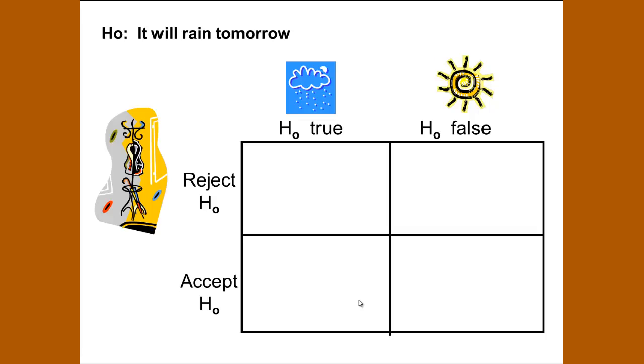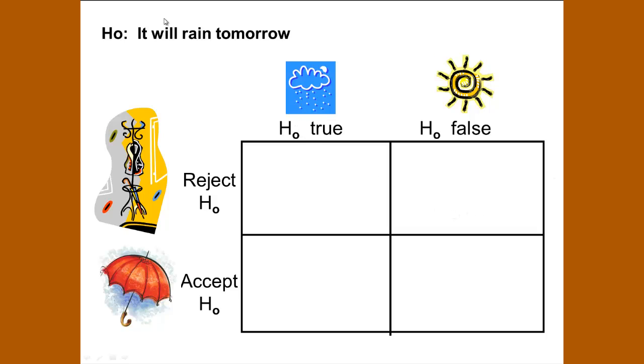Two things can happen with the weather once we've made our assumption. And two things can happen in our reaction to the weather. We can either believe the statement that it will rain tomorrow, or we can reject the statement that it will rain tomorrow. If we reject the statement that it will rain tomorrow, then we leave our raincoat and our umbrella at home. That's rejecting the assumption. If we believe the assumption, then we take our umbrella with us and we're prepared for rain tomorrow.